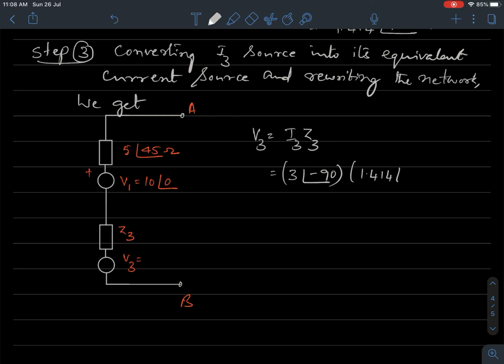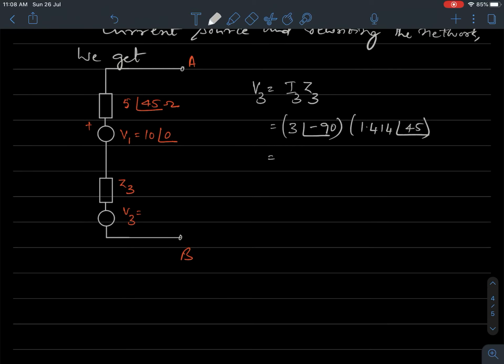Z3 is 1.414, in whichever format, polar or rectangular. Your calculator these days is pretty smart. You give the quantities either in polar or rectangular, and the computation is carried out quite comfortably, quite easily. So we have to compute this.